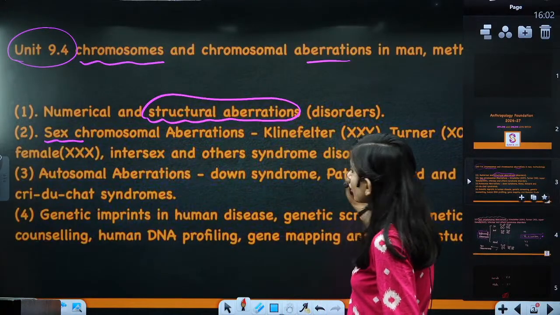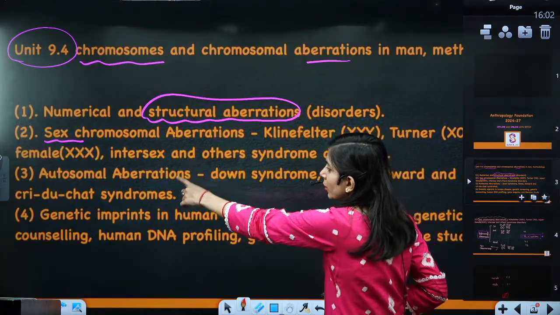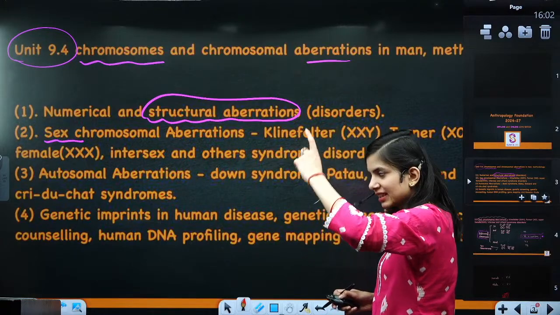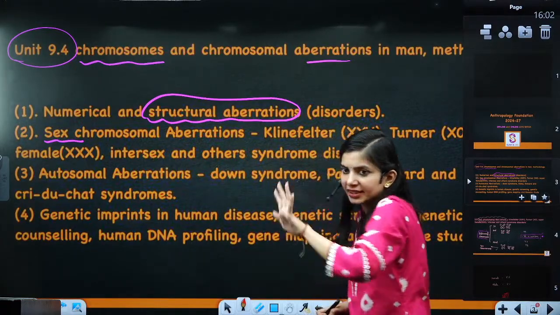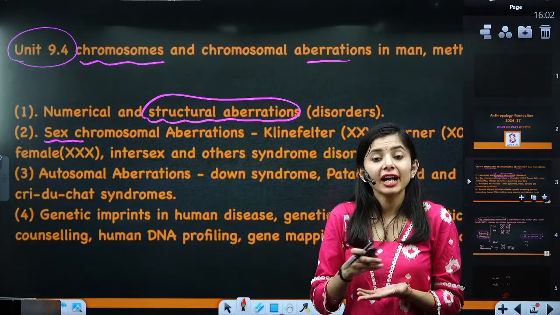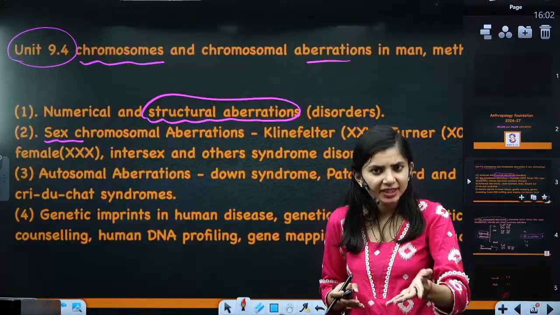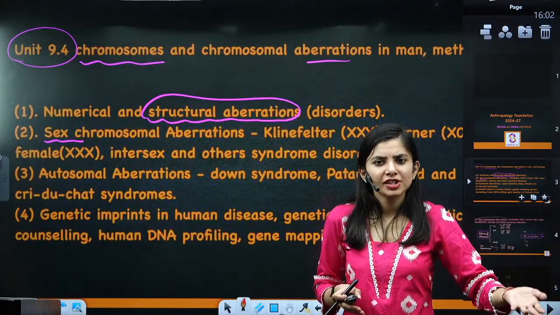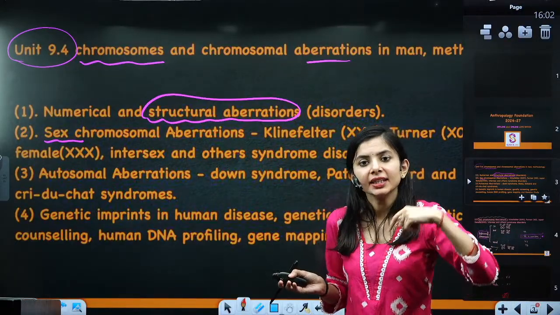Intersex and other syndrome disorders: first we will do all these autosomal aberrations. In the next class we will explain intersex and other syndromes of the chromosome, like ring chromosomes and isochromosomes. In terms of value addition, I will take up this part in the next lecture.